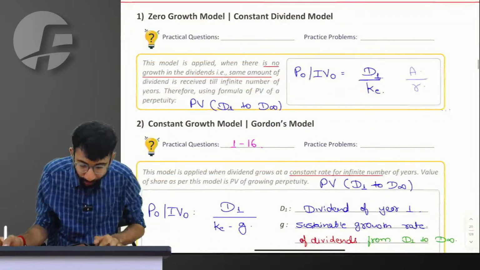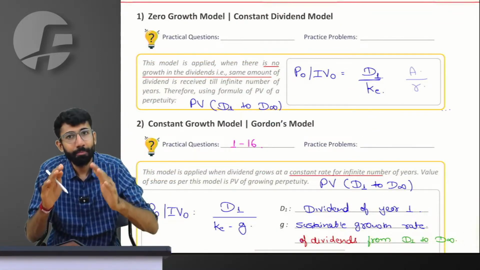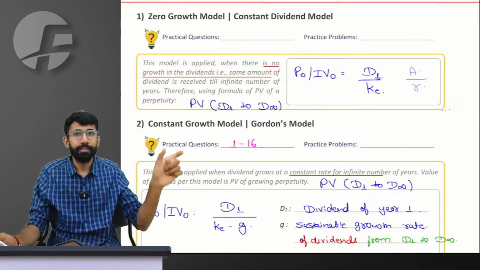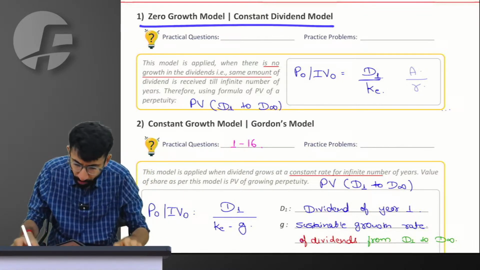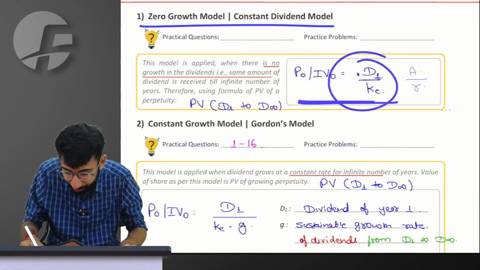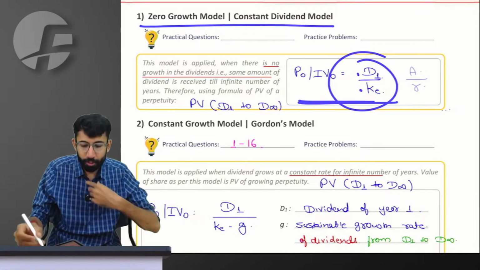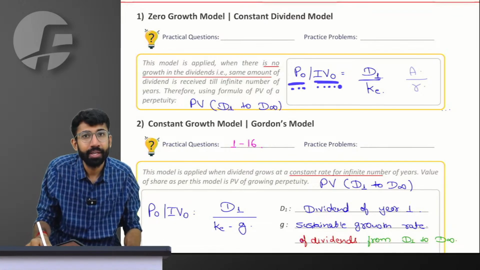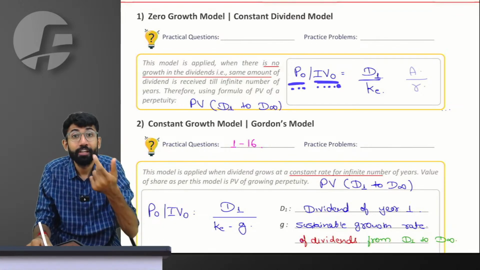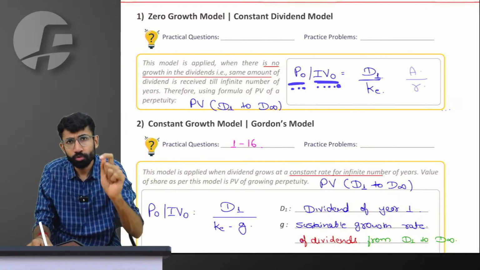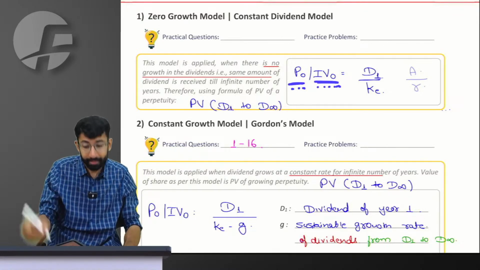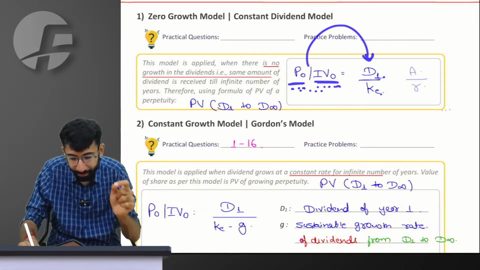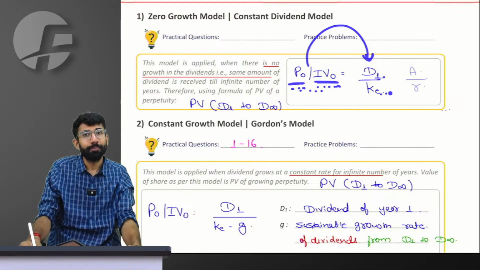Once that was done, we understood that depending upon the pattern of dividend, we decide a model. If the dividends are constant, there is no growth in the dividend, you do present value as D1 divided by KE, which means I can either find out price today or I can find out intrinsic value today. Both can be used interchangeably if the share is fairly valued. All those things we have read in the last class. So dividend of first year divided by KE used to be the value of the share.